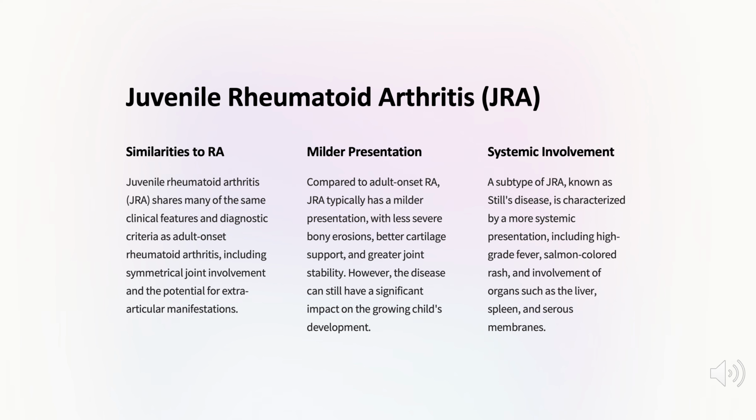Systemic involvement. Within the spectrum of JRA, there's a subtype known as Still's disease. This variant presents with a more systemic involvement, characterized by symptoms like high-grade fever, salmon-colored rash, and the involvement of organs such as the liver, spleen, and serous membranes. Recognizing these systemic manifestations is crucial for timely diagnosis and management.